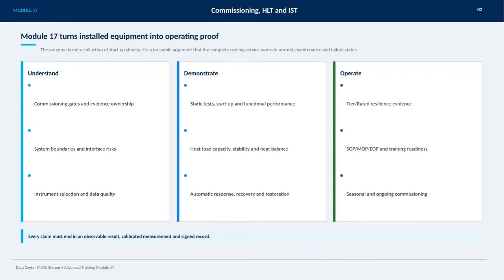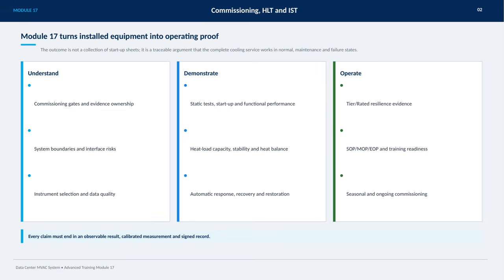In Module 17, we focus on turning installed equipment into operating proof. This means we're not just collecting startup sheets, but creating a clear, traceable argument that the entire cooling service functions reliably across normal, maintenance, and failure states. We begin by understanding key concepts like commissioning gates and who owns the evidence, as well as system boundaries and interface risks. We also cover how to select the right instruments and ensure data quality.